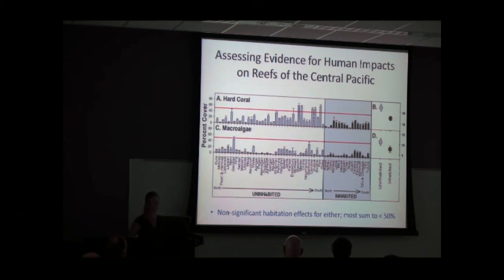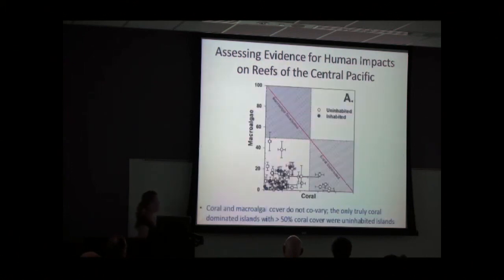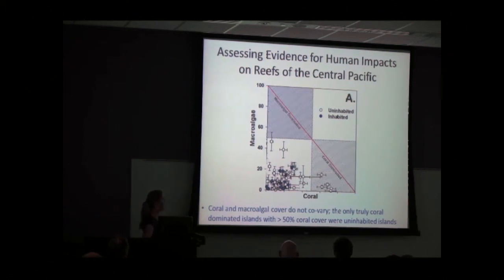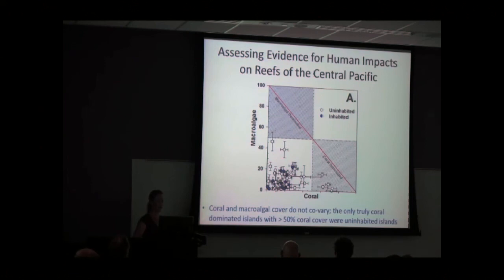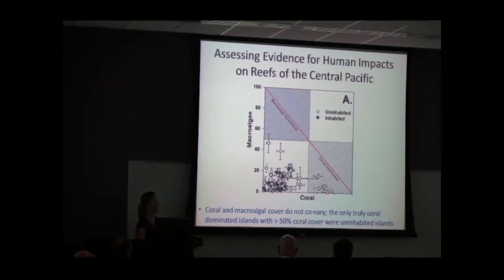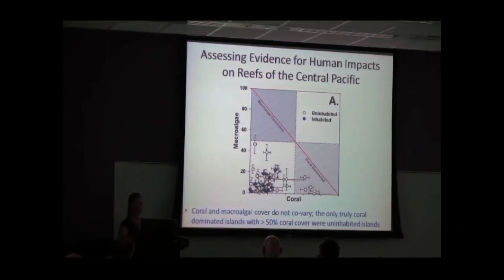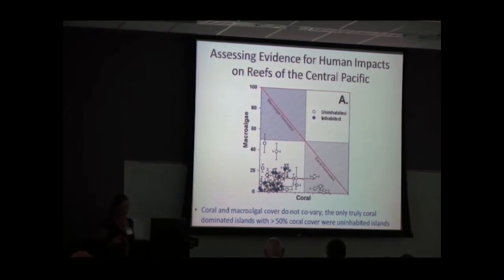If we look at these two functional groups together, they rarely sum to greater than 50% of the bottom, and there is no correlation, as Pete showed in some of his data. There's no real correlation between coral and macroalgal cover, suggesting that, at least in this static snapshot in time, these two groups do not covary. As coral declines, you don't see macroalgae increasing. And interestingly, there are several islands, each of these dots is an island, that are still truly coral dominated, which is exciting to see. Of course, those are islands that are uninhabited.